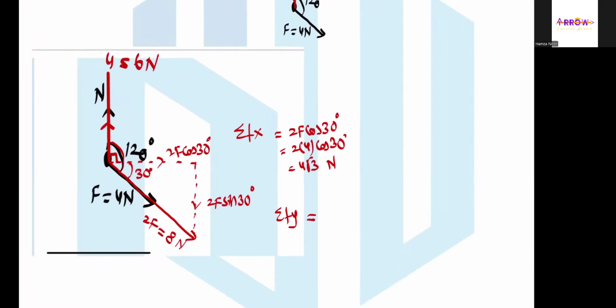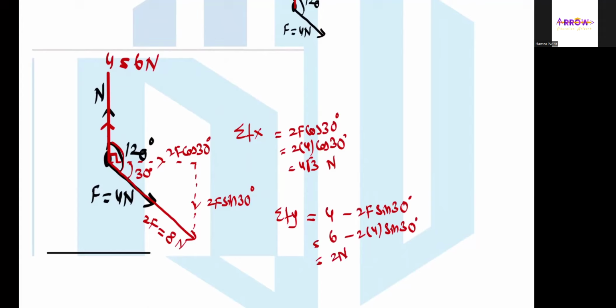So G is acting upwards and 2F sine 30 is acting downwards. So G minus 2F sine 30. G is 6 Newton, and minus 2 times 4 times sine 30. So 6 minus 8 sine 30. This will give us a value of 2 Newton.